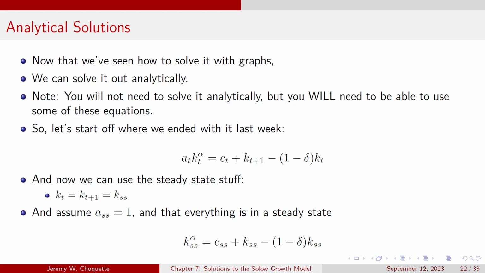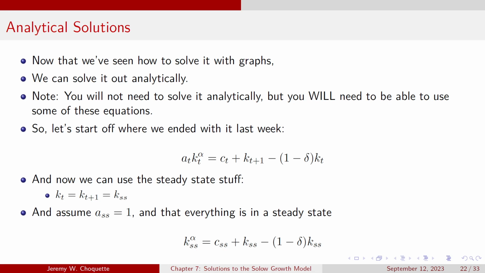A times k to the alpha equals c plus k_{t+1} minus (1 minus delta) times k_t. Remember, that's just the resource constraint with capital plugged in instead of investment and output. Right? A times k to the alpha is output, so the left-hand side is y. The right-hand side, I've got c plus k_{t+1} minus (1 minus delta) times k_t. Well, k_{t+1} minus (1 minus delta) k_t is investment. So I've got y equals c plus I.